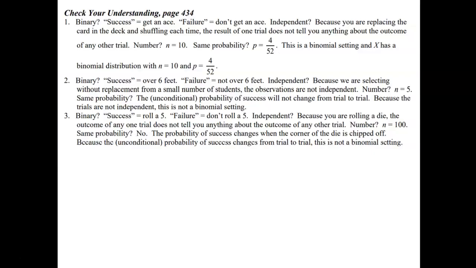So the second question, which I already forgot what it was, 5 students from your class, figure out who's over 6 feet tall. So it is binary. Success is being over 6 feet tall, and failure is not over 6 feet tall. And is it independent? Because we're selecting without replacement from a small number of students, the observations are not independent.